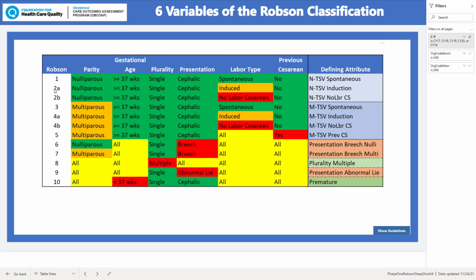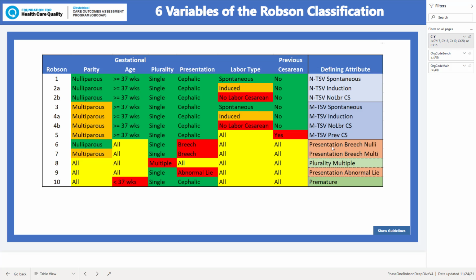This view feels very useful to me because it makes clear these different groupings. So groups 1 and 2 are the nulliparous, term, singleton, vertex population, which is a very common grouping in obstetrics. Groups 3 through 5 are the multiparous, term, singleton, vertex population. And group 5 being distinguished by the fact that the mother has had a previous cesarean. So these represent very standard deliveries.